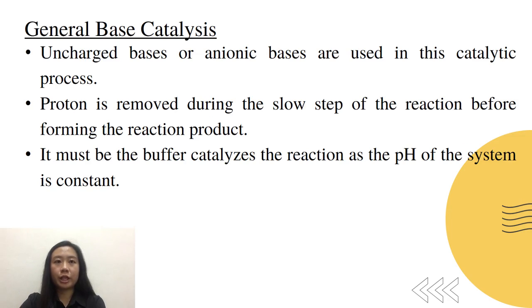The fourth type is general base catalysis. Uncharged bases or anionic bases are used in this catalytic process. The proton is removed during the slow step of the reaction before forming the product. It must be the buffer that catalyzes the reaction as the pH is constant.